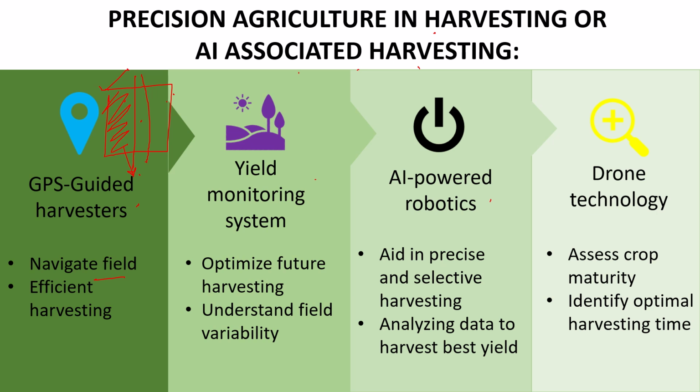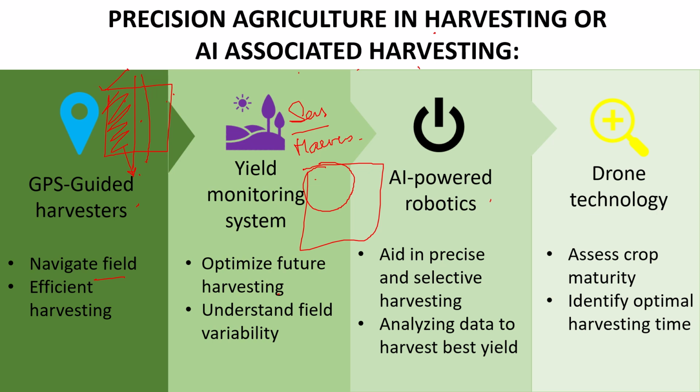Next is yield monitoring systems. What are they doing? The sensors on the harvesters which are installed measure the amount of yield. Just imagine this is the yield. They measure the amount of crop harvested from this much area, helping to optimize future harvesting and understand field variability. So this data helps the farmers understand how to do planting and fertilization in the future.